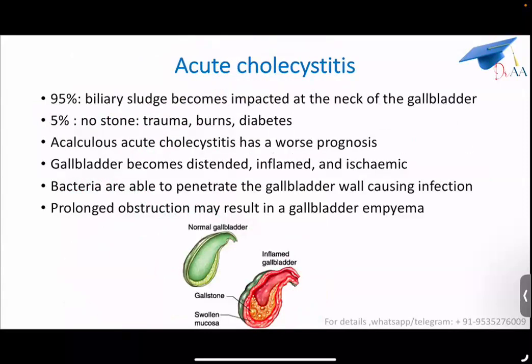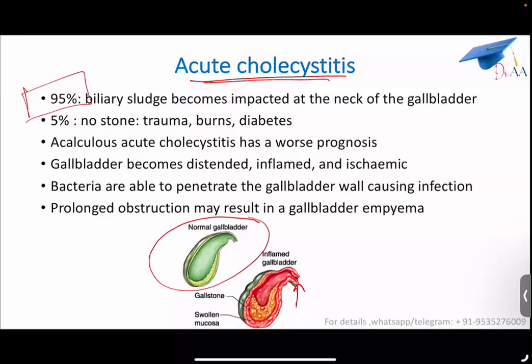What is acute cholecystitis? Inflammation of the gallbladder is known as acute cholecystitis. 95% of the time it is due to an obstruction at the neck of the gallbladder. So there is stagnant bile that gets infected over time, resulting in inflammation of the whole gallbladder. Only 5% of the time there will be no stone. It might be secondary to trauma, burns, or diabetes. Any reasons of such sort might be present.